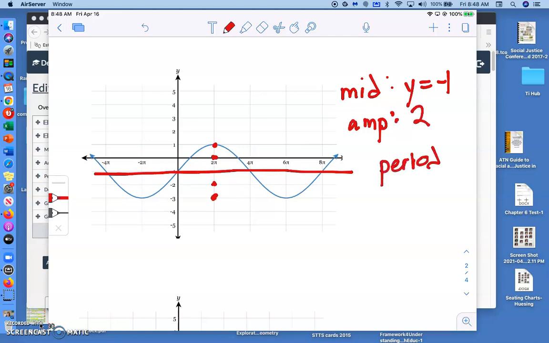And then our period. So this one starts at the midline, high, low, all the way back to get there. So our period would be 8 pi.